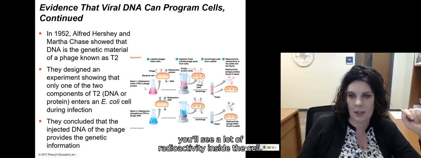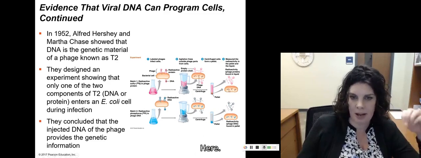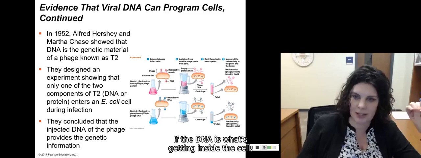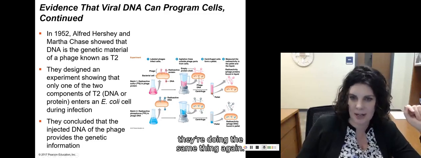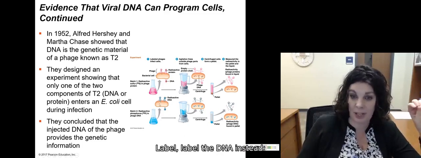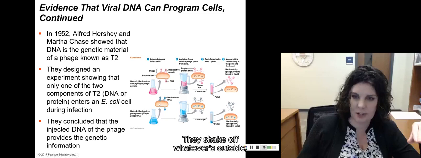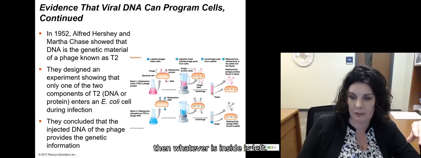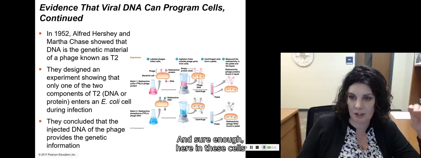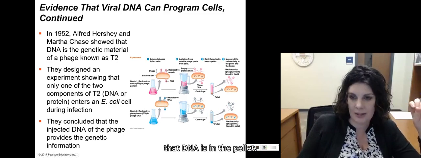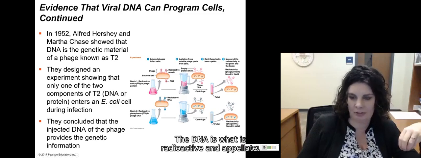If the protein is what is getting into the cell, you'll see a lot of radioactivity inside the cell. Here, if the DNA is what's getting inside the cell, they're doing the same thing again. Label the DNA instead. The cells get infected by the phage. They shake off whatever's outside, and then whatever is inside is left. And sure enough, here in these cells, the DNA is in the pellet. The DNA is what is radioactive in the pellet.